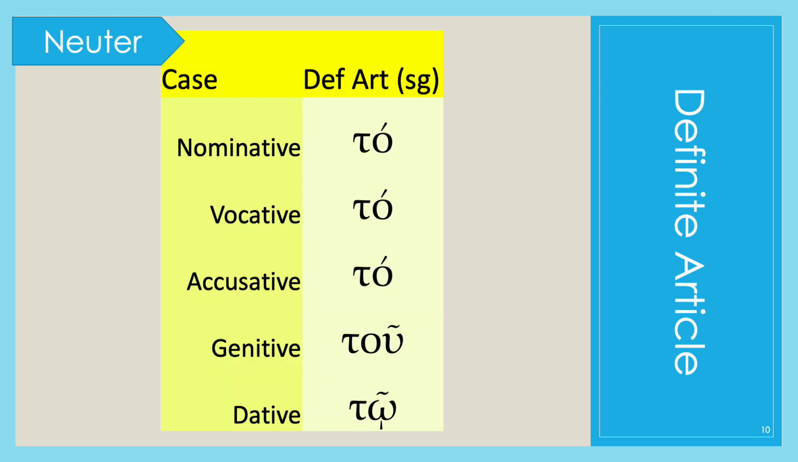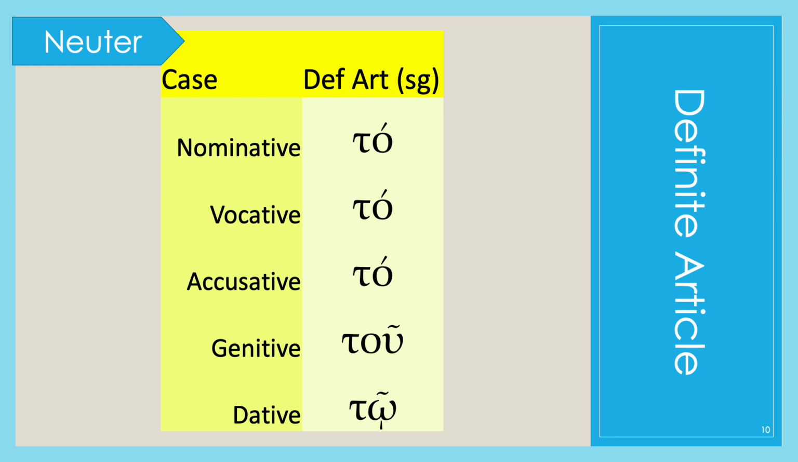With the neuter, there's a little less variation. For nominative, vocative and accusative, we just have ta. But do remember, when you say these words, you need to distinguish between short O and long O. They're different letters in Greek, omicron and omega. So we have ta for nominative, vocative or accusative, tu for the genitive, and toe for the dative.